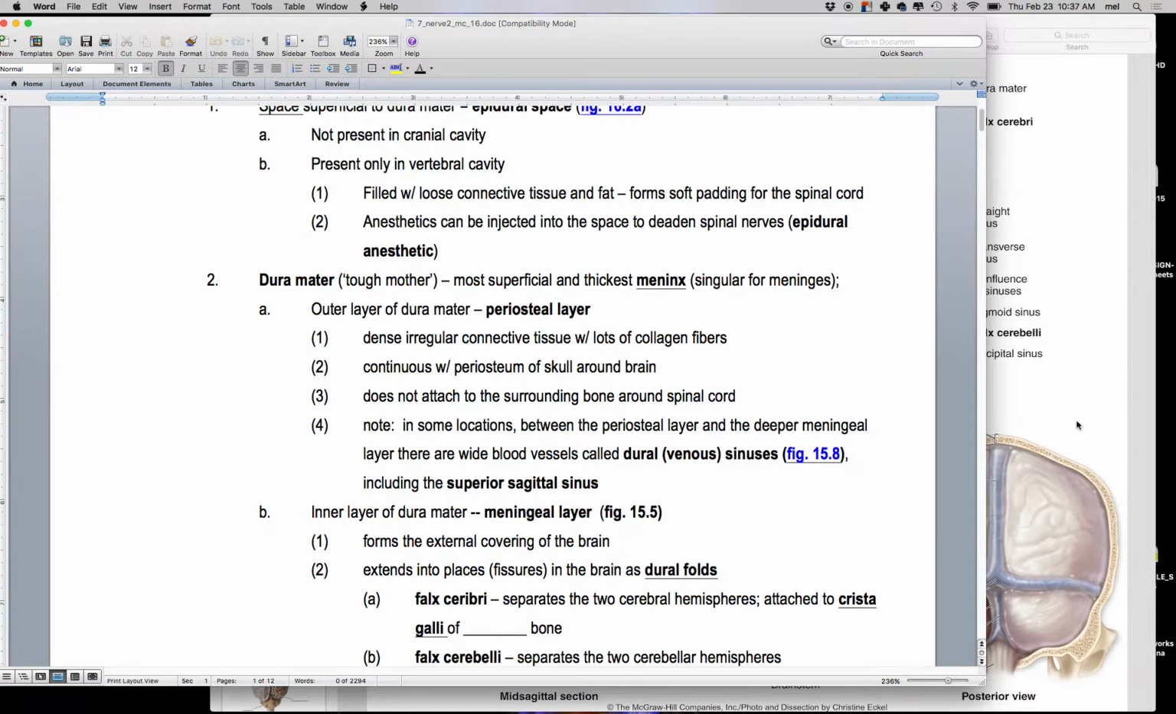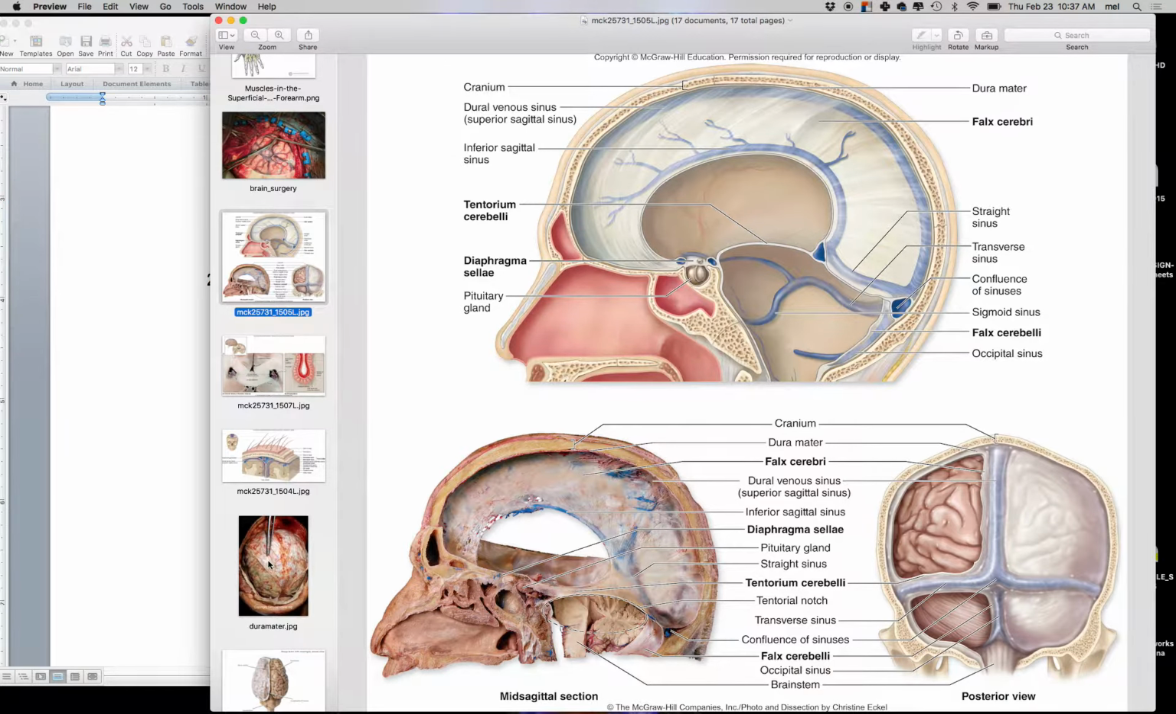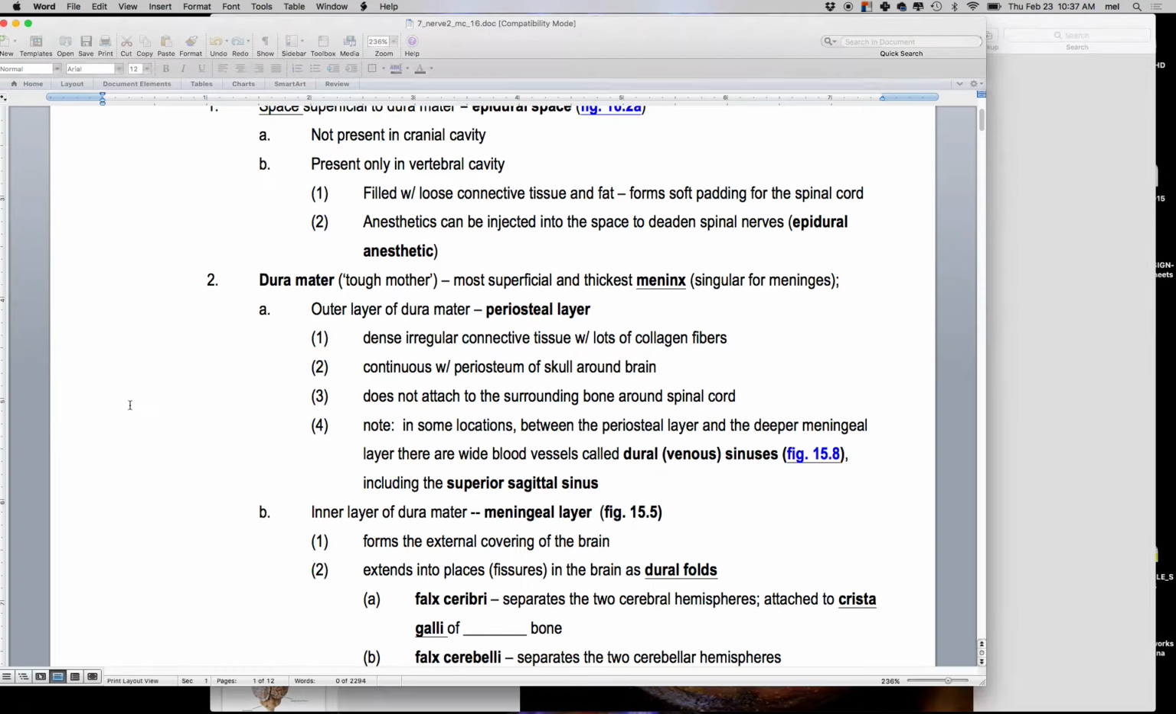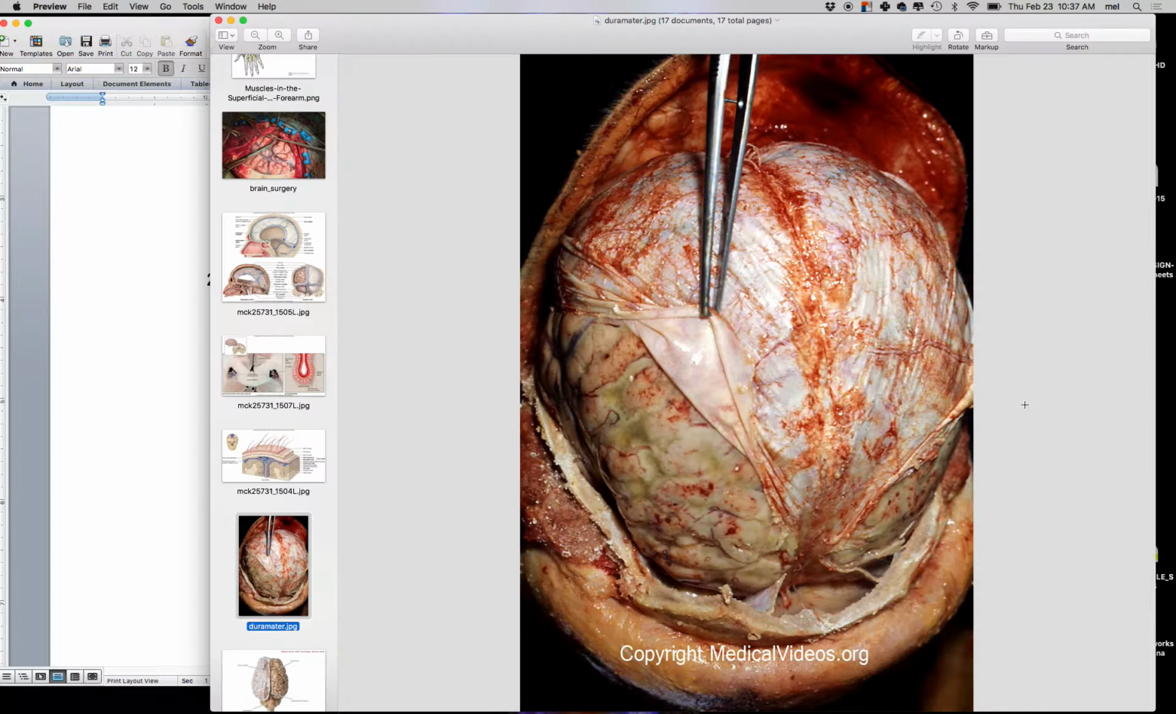The inner layer of the Dura Mater is called the meningeal layer, and you're seeing the meningeal layer here, and I'll show you a video of it in just a minute too. The meningeal layer forms the external covering of the brain, and when it is intact, you can't really see very much about the internal features of the brain, right?